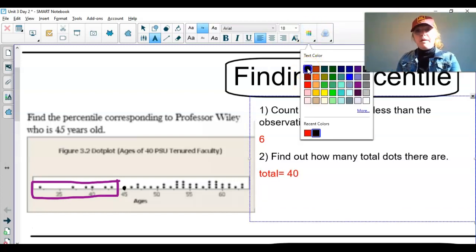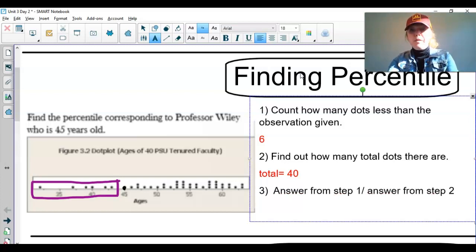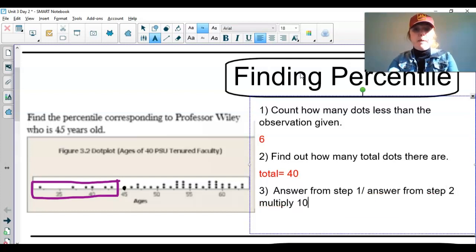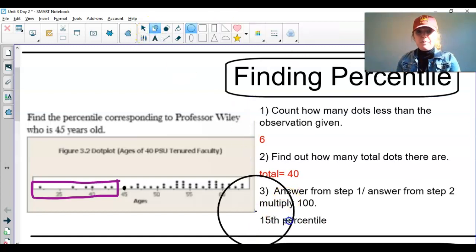And then finally, step 3: we want to take our answer from step 1, divided by our answer from step 2, and then multiply by 100, because that's going to change it to a percent. Okay, so I'm going to take my calculator and do 6 divided by 40. That gives me 0.15. I can move the decimal over 2 to the right, or I can multiply by 100, and that's going to give me 15%. So we are in the 15th percentile for Professor Wiley. That's what he is. The 15th percentile is our answer.